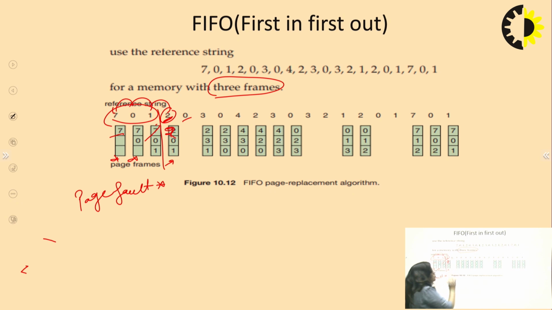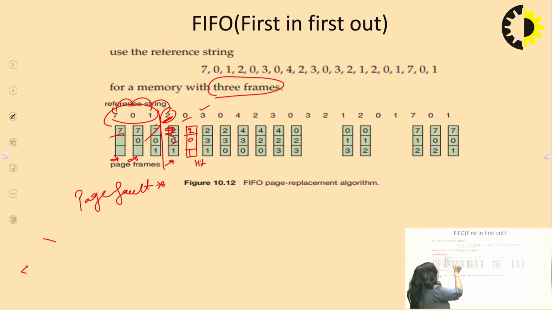Now comes the 0. Now check if 0 is found in the page frame or not. Yes, 0 is already in the page frame, so this is called a page hit. It means there is no need to change the page frame. It means 2, 0 and 1. Now the turn is 3, and 3 is checked again. If 3 were already stored in the page frame there would be no need to change anything, but 3 is not found, then a page fault occurs again and it is replaced using the FIFO algorithm.